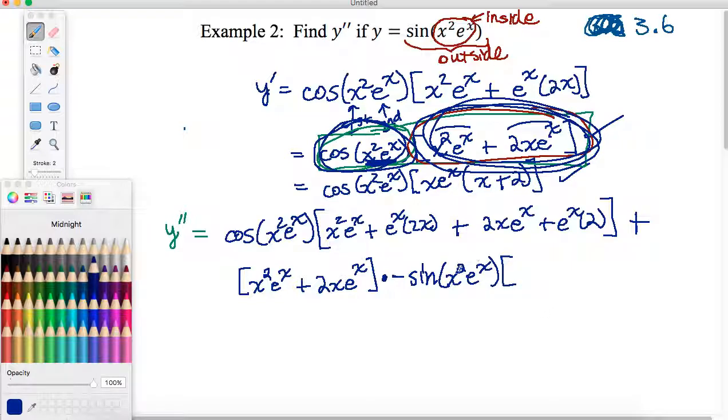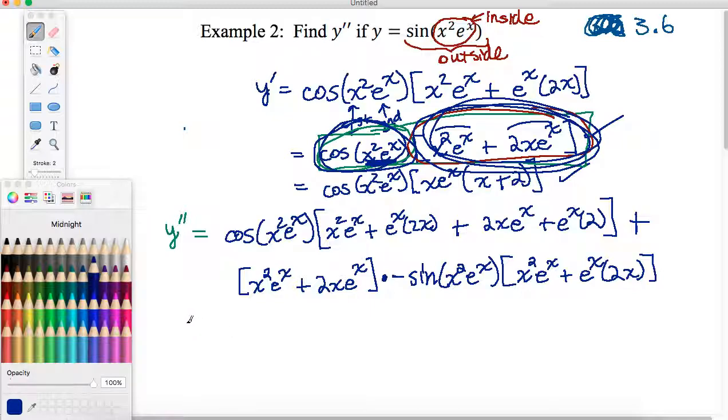And so the derivative of x squared e to the x is a product rule in and of itself. So I'm going to have the first function times the derivative of the second function plus your second function times the derivative of the first function, which is 2x. That is a very long expression. But that is my second derivative.